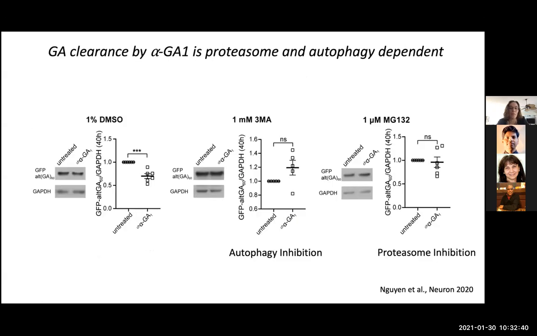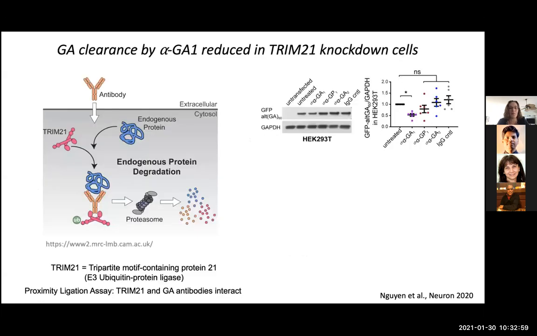And if she inhibits the autophagy or proteasome, she found that this decrease in GA levels does not occur. And so the GA clearance by the GA1 antibody is proteasome and autophagy dependent.